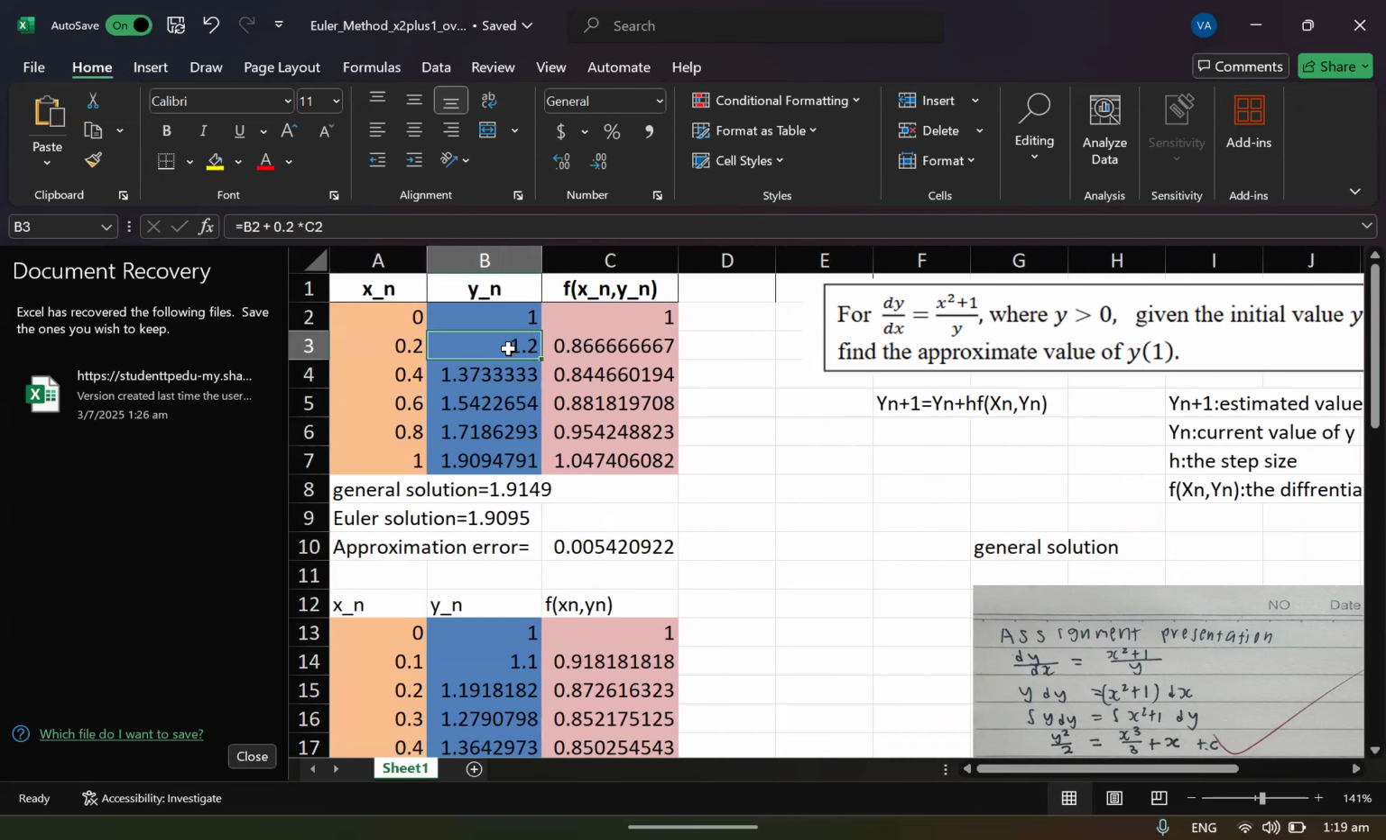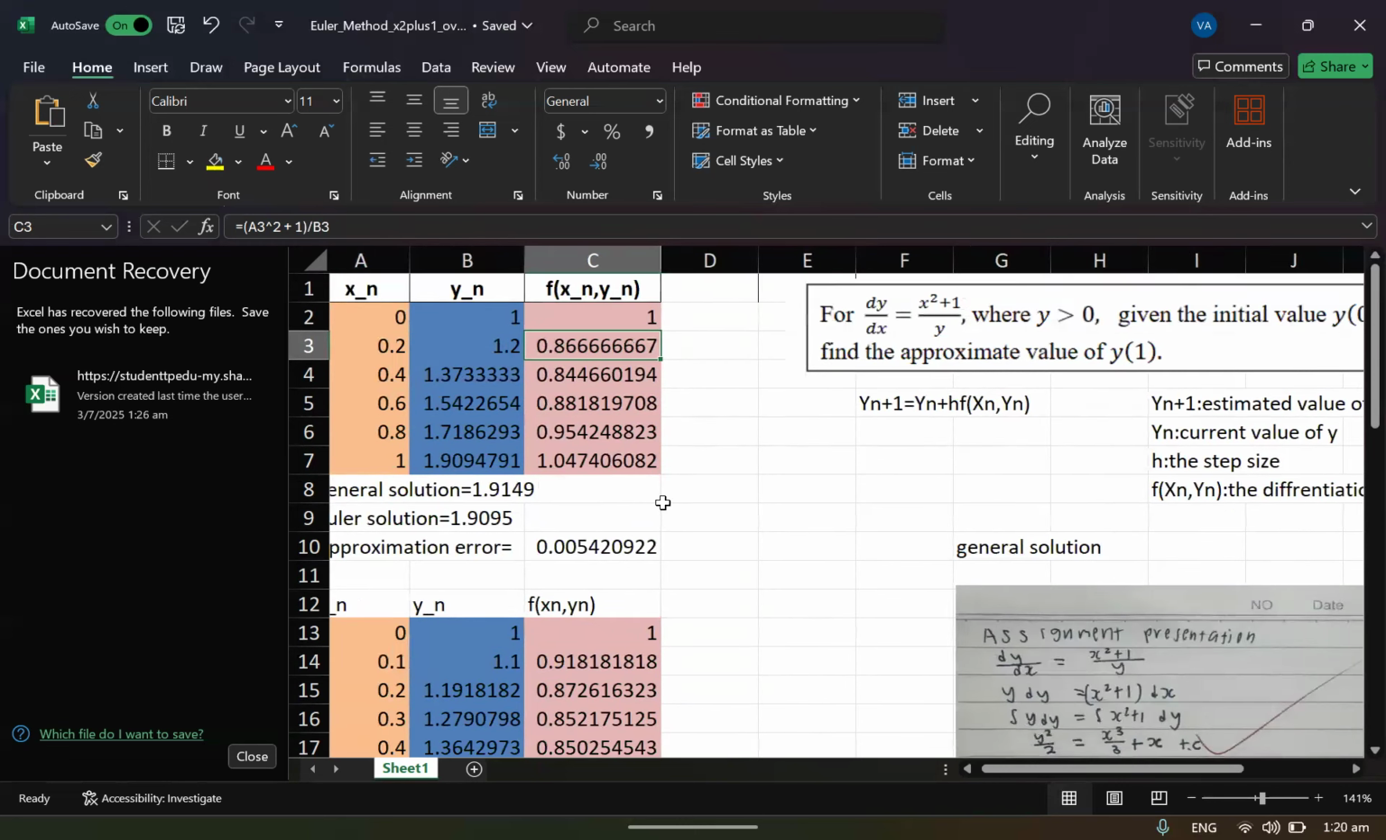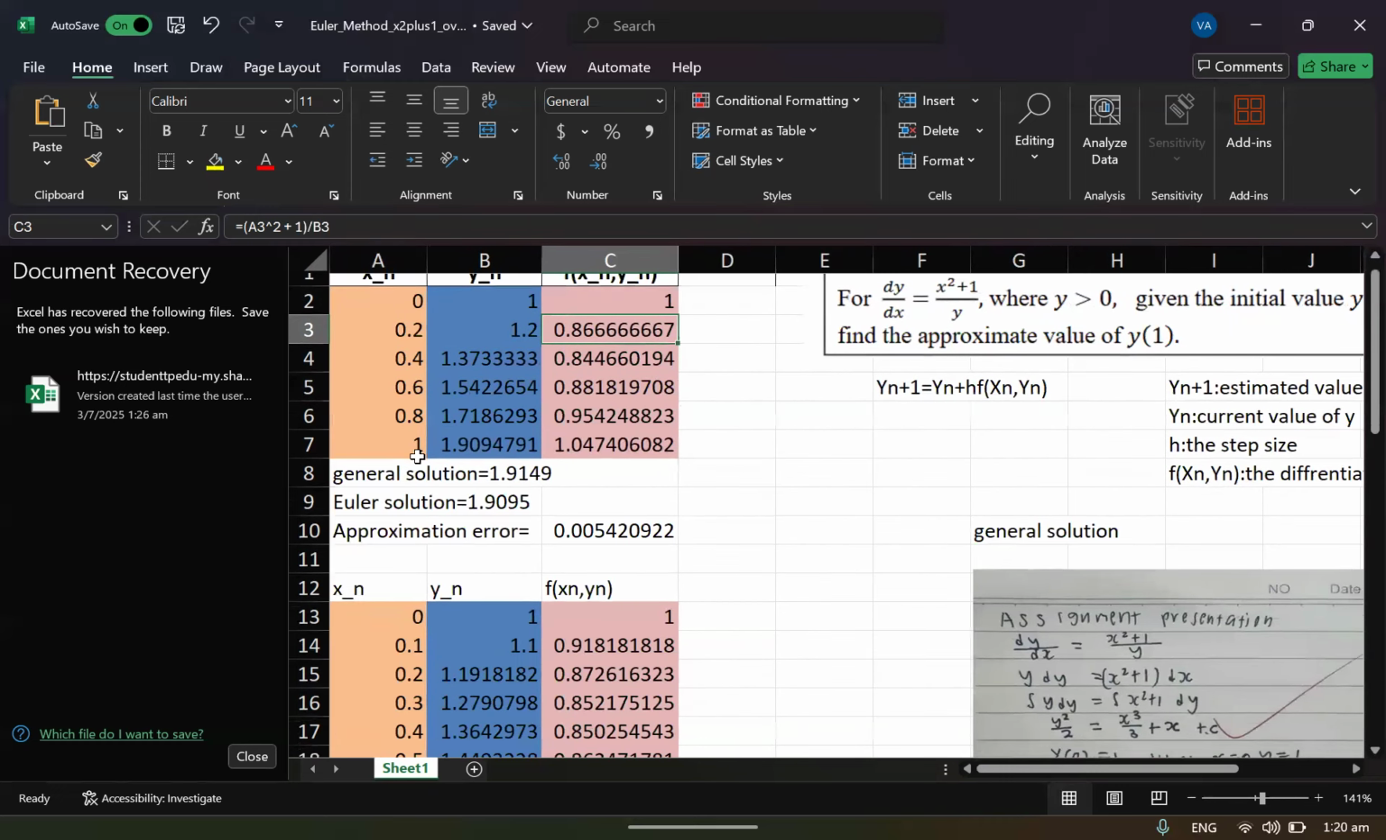Then my y value is my previous y value, B2, plus step size times C2, which is the differentiation. Then my third column is just dy/dx, which is taken from the question given. So it's just A3 squared, which is x squared, plus 1, divided by B3, which is y. Then we just drag it down, and we get the rest until x equals 1 as they have asked us.